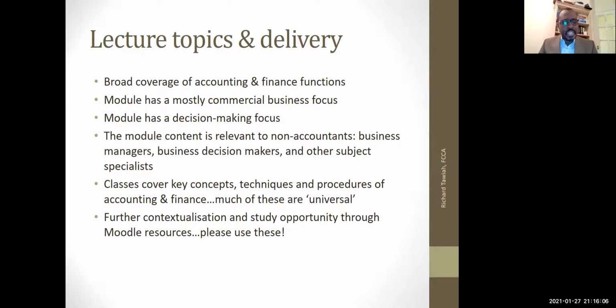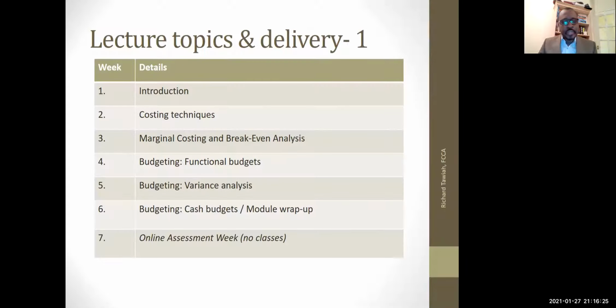So we are going to look at key concepts, techniques, and procedures of accounting and finance, which are more or less universal in application. Of course, we'll contextualize the lessons and give you some study opportunities. Please use the Moodle site, attempt the quiz questions, and also any tutorial questions which we'll give to you.